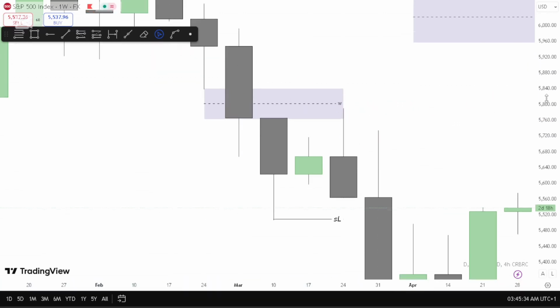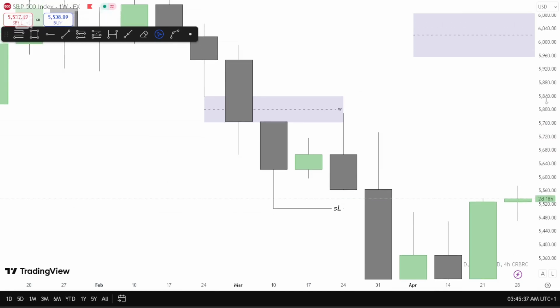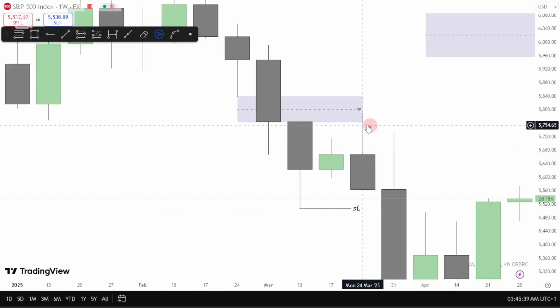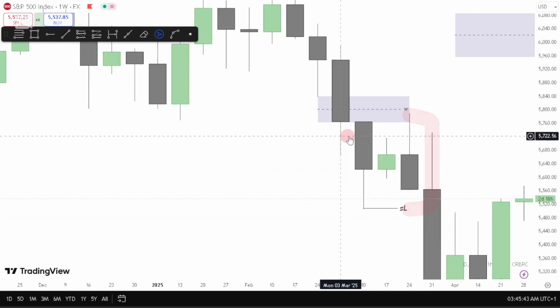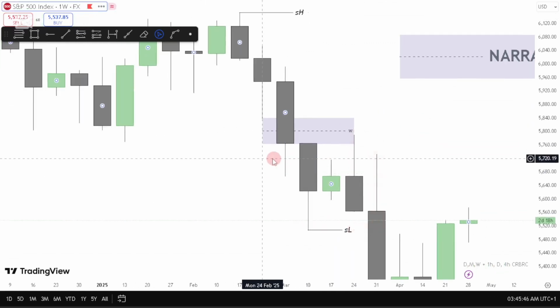But today I'm just keeping it simple and we're talking about narrative. It's that thought process you ask yourself: if we're going lower, where are we going lower from? And we're going lower from this. Perfect. Thank you.